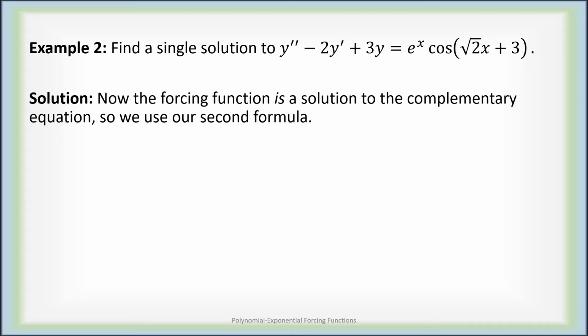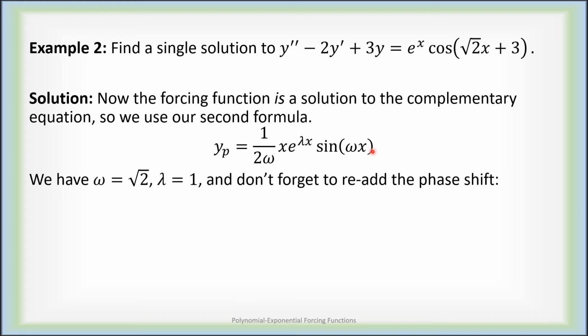Okay, so we've already found a fundamental set of solutions, and indeed, e to the x cosine of root 2x was in there. So our forcing function is a solution to the complementary equation, which means we're going to use our alternate formula, where yp is 1 over 2 omega x e to the lambda x sine omega x. That was to produce e to the lambda x cosine omega x plus phi when this is a solution to the complementary equation. All we have to do is identify that omega is root 2 and lambda is 1. And don't forget to re-add the phase shift.